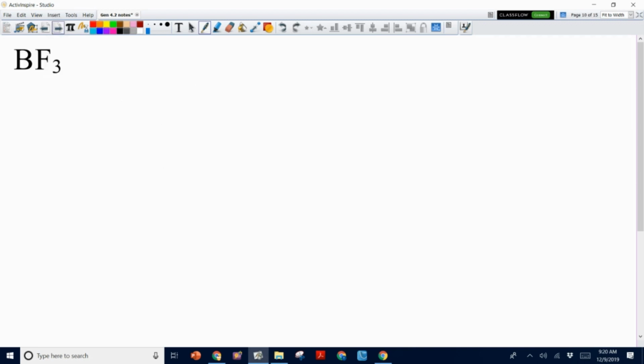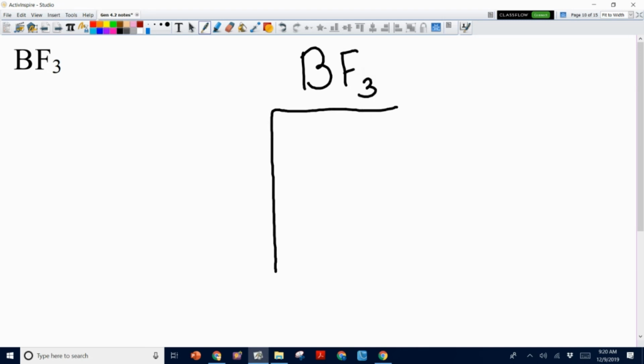Okay, so let's look at another example. We have BF3, and I want you to write this down. This is an exception to the octet rule. Boron only needs 6 electrons. So anytime you have boron as one of your elements, instead of it being 8, for some reason boron only needs to have 6. Okay, so let's write our NOS.